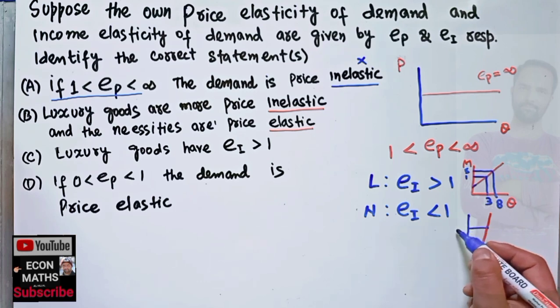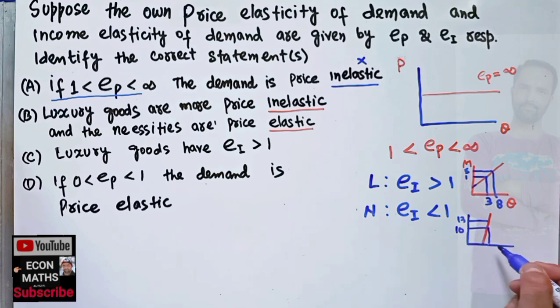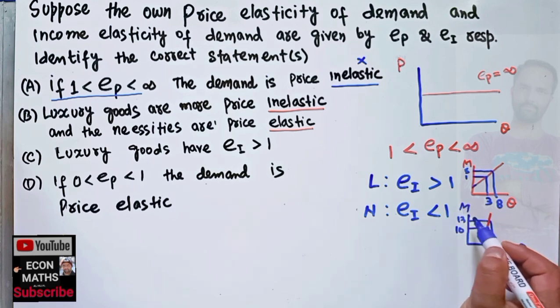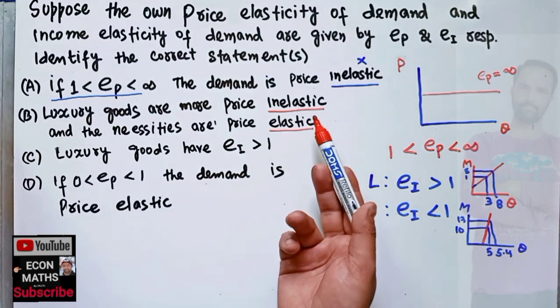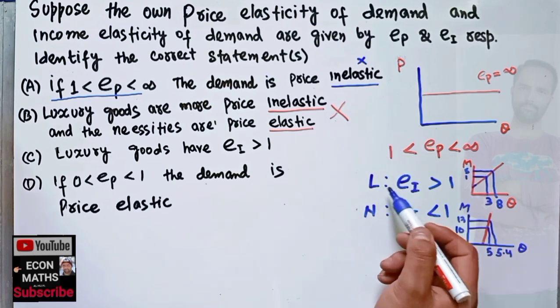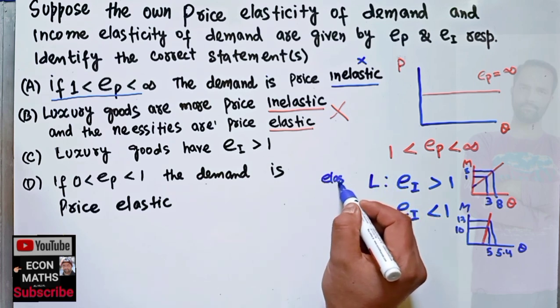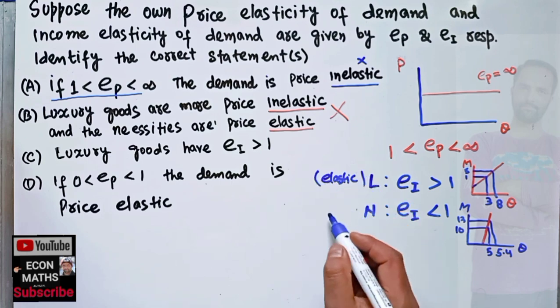That means if income increases from 10 to, let us say, 13, quantity demanded will change only from, let us say, 5 to, let us say, 5.4. Okay, so there will be a minute increase in quantity demanded when income increases comparatively more. So this is also incorrect. That is, and let me write it here, luxury items are elastic in nature and necessities are inelastic.